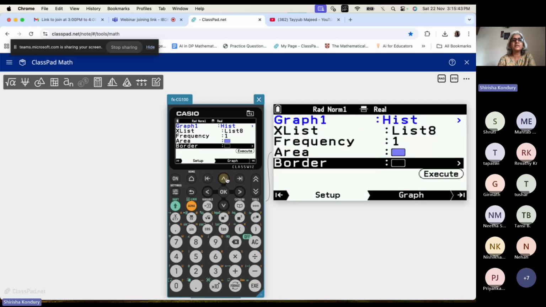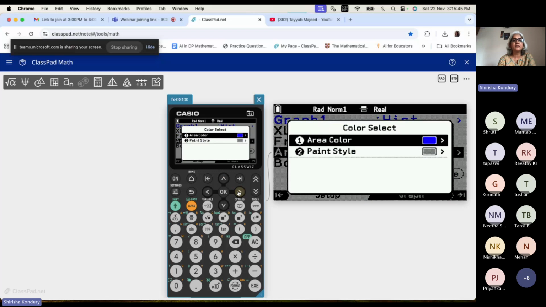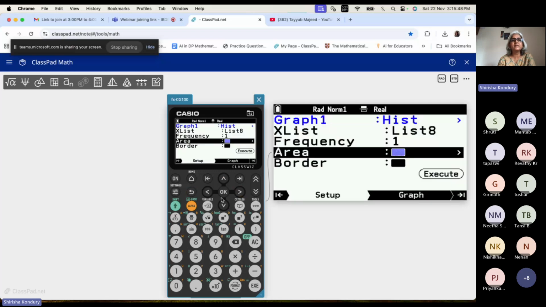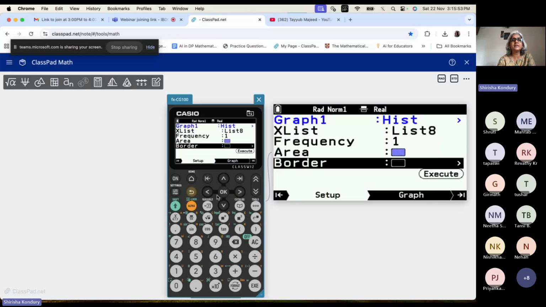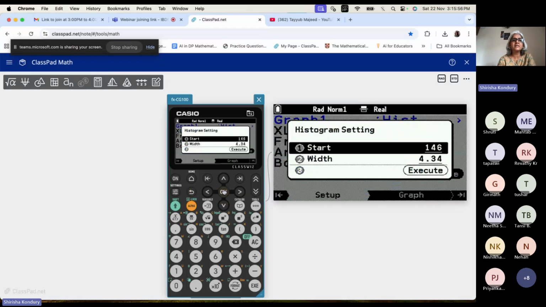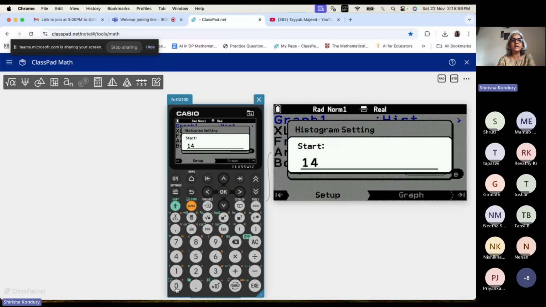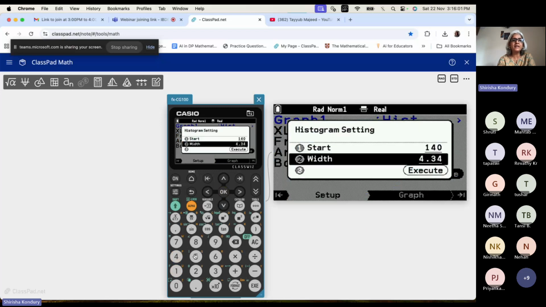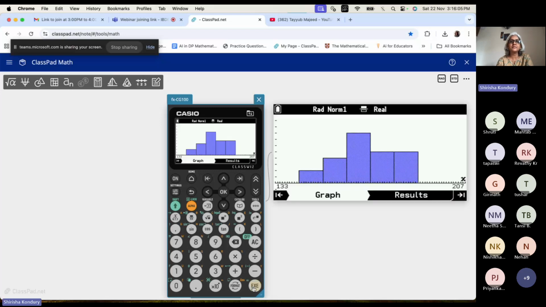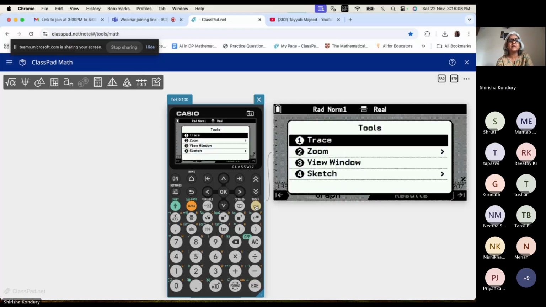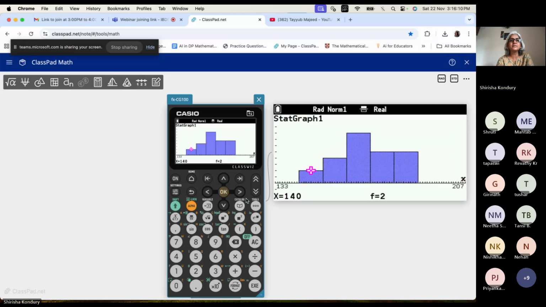That's it. Let's check if there's anything that I need to enter. No, this is only the color. This is also only the border color. Nothing here to include. And okay, the start value, I'm going to set it as 140. And the width, I'm going to set it as 10. And execute. Again, I can trace the values to ensure that I'm getting it right. And that's how the histogram will be.